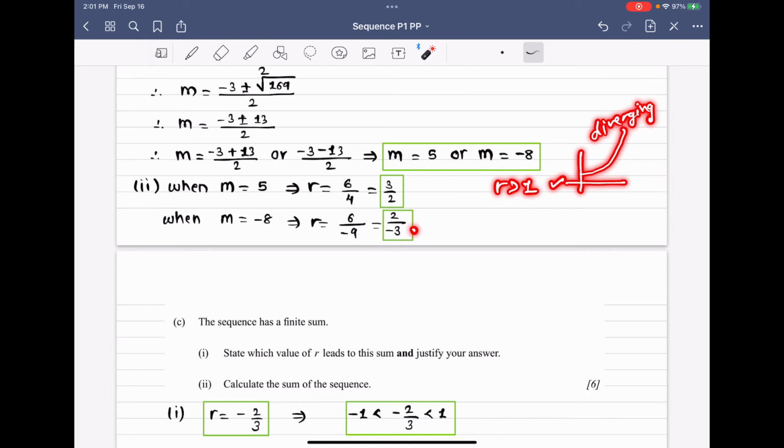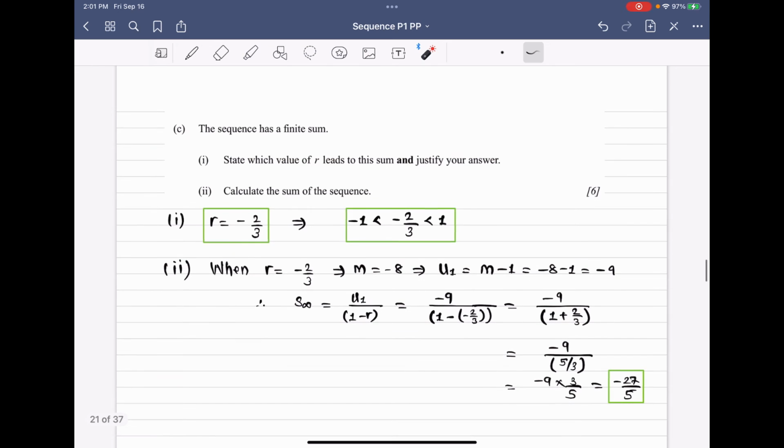And if you see this negative 2 over 3 is lying between positive 1 and negative 1. So every next term is reducing and we know that it is converging to some value. So this is called a converging sequence, when r is between negative 1 and positive 1. So when it's converging, we will get a finite sum. When it's diverging, we will not get a finite sum because we don't know the upper limit or the lower limit.